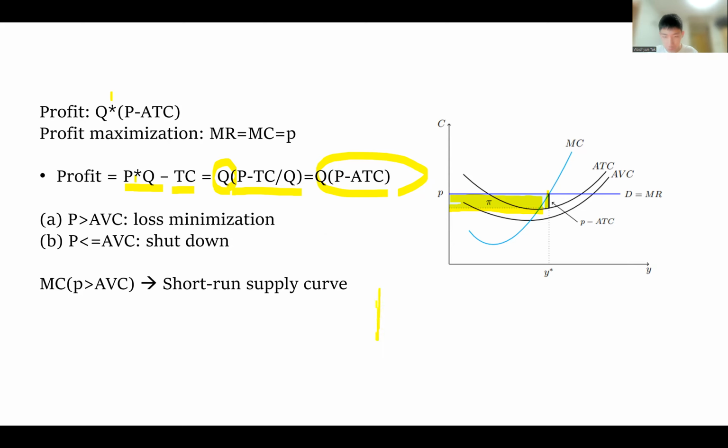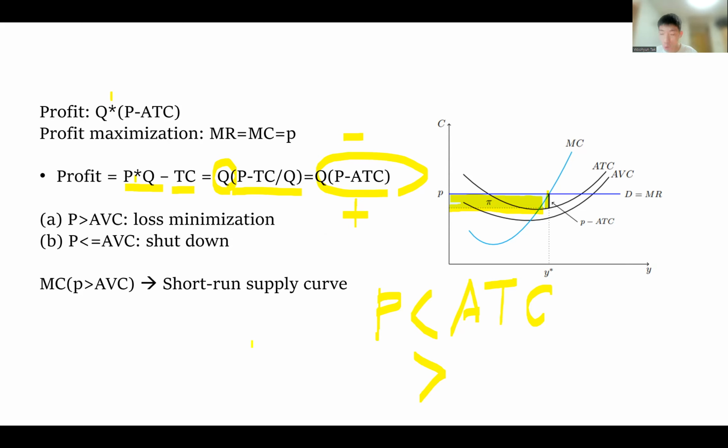If price is smaller than ATC, then it will face a loss because this is negative, and in the other case, it will get profit because this is positive.